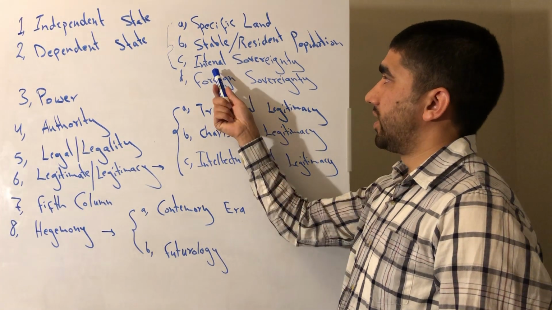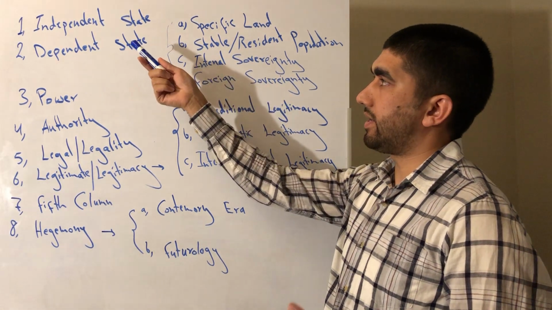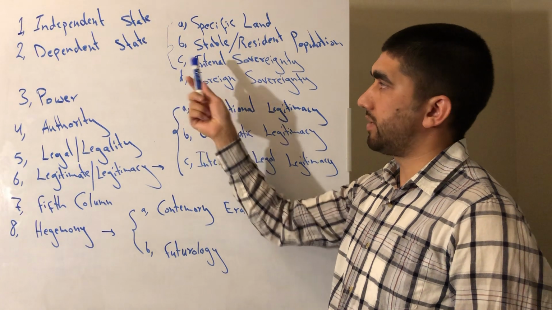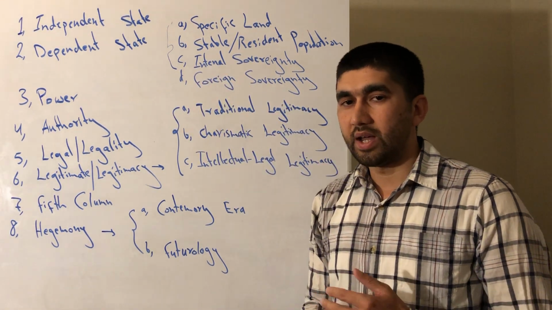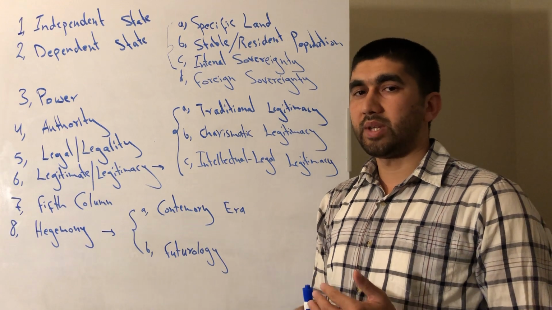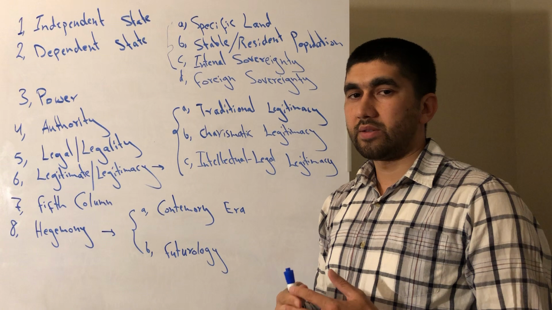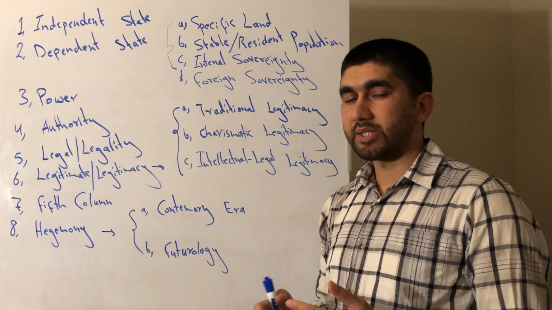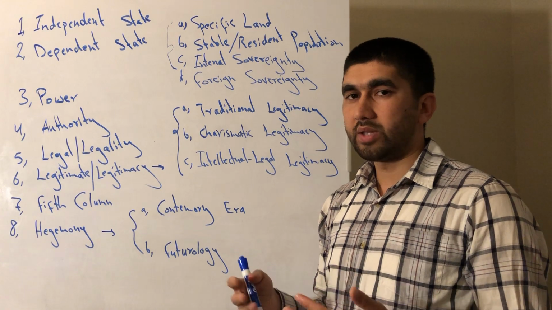Now the third one, which is again counted as in independent state as well as dependent state, is the internal sovereignty, which means that an independent state and a dependent state must have the right and ability to do, as I said, some examples like enact a law, implement a policy, and all these things.